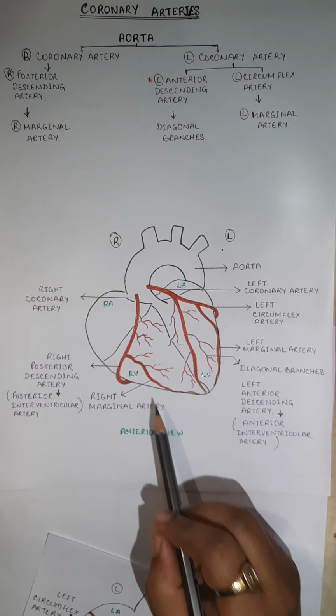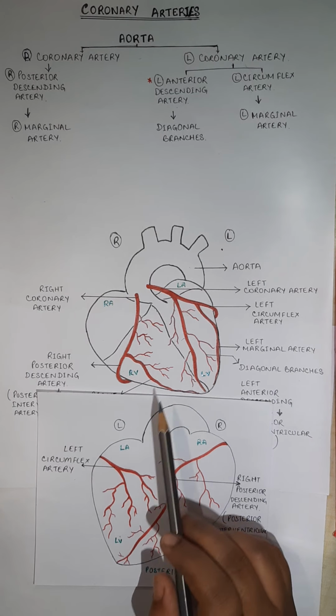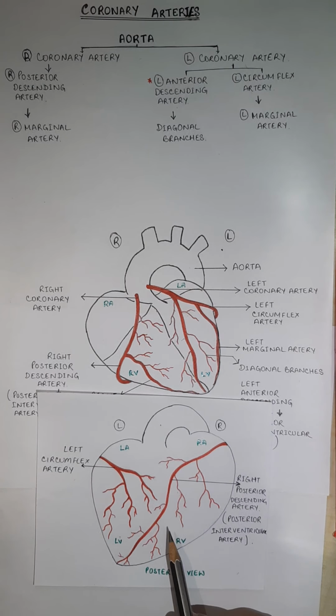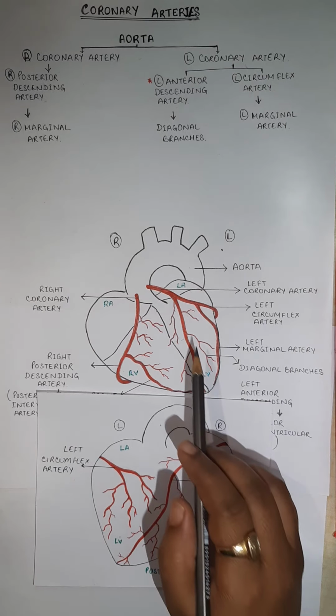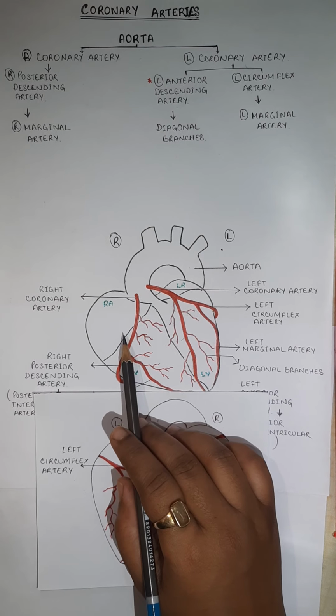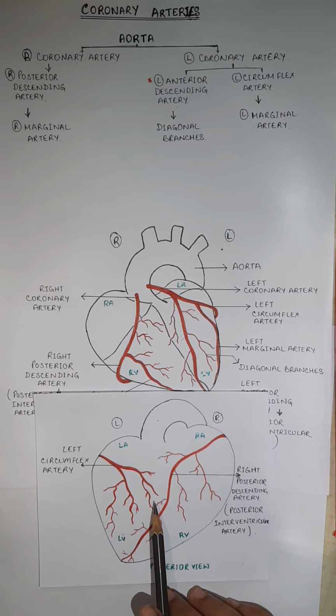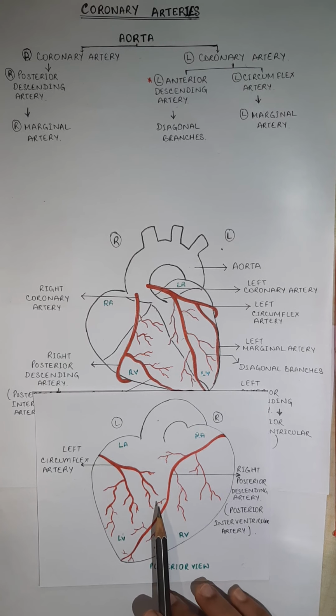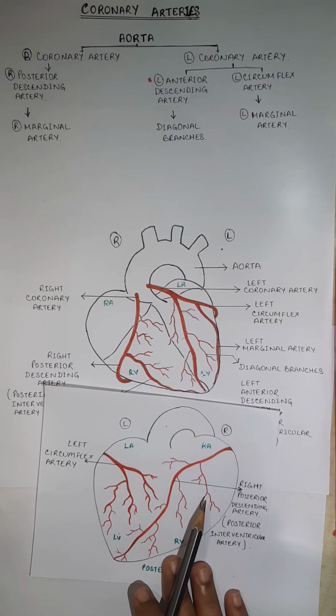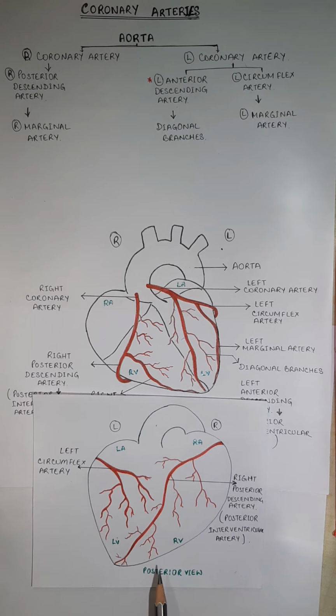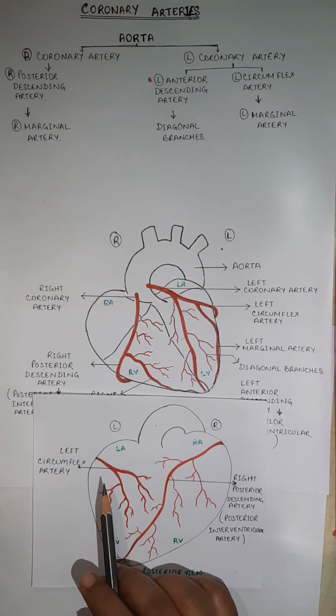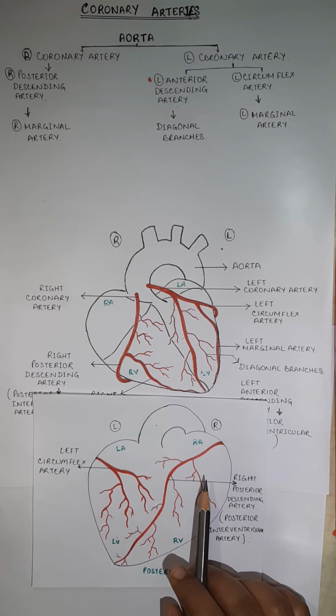Okay, so if we come to this diagram, what happens? It is the same, so you can just compare. This is the anterior view and this is the posterior view. In the anterior view, this was the left side and this was the right side. When we flip the heart, just imagine we have flipped the heart and we are showing you the posterior view. So in the posterior view, we will see that this is the left side of the heart and this is the right side of the heart.